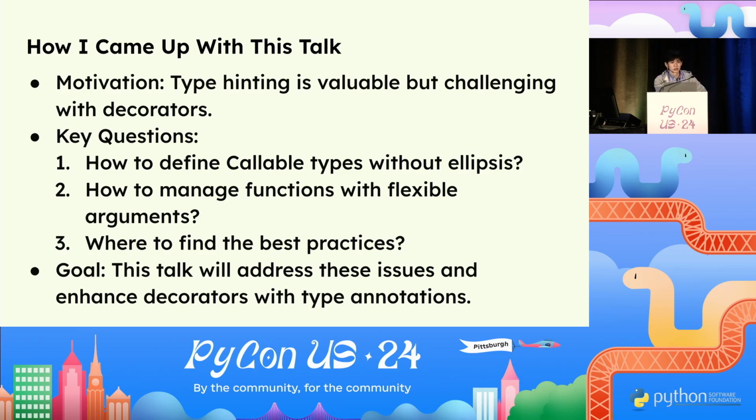Before jumping into the contents, I will show you some topics. Motivation: type hinting is very valuable. I like this, but it is very challenging with decorators. Also, I have some questions. How do we define callable types without the ellipsis, like dot dot dot? How do we manage a function with flexible arguments? Where do we find best practices, on the internet, SNS, or in books? This talk will address these issues and enhance decorators with type annotations.